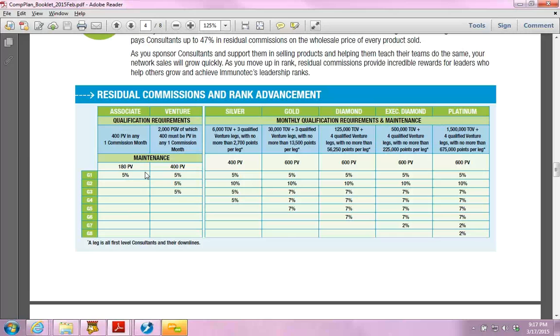Now, to turn yourself into a venture, there's an advantage to trying to do it in the very first month you're in the business. And so Loretta, this is going to speak very specifically to you and to anybody in your situation. So what does it say to become a venture?